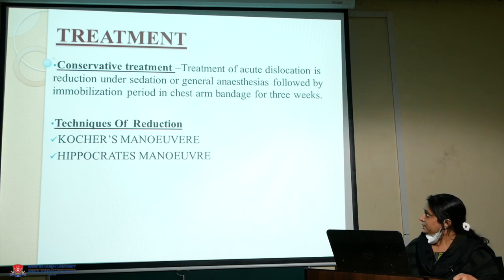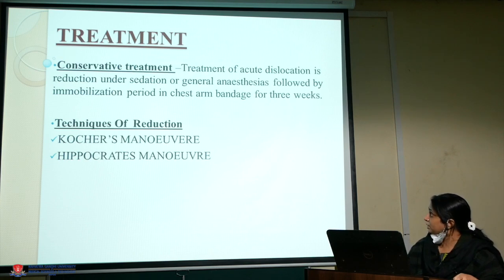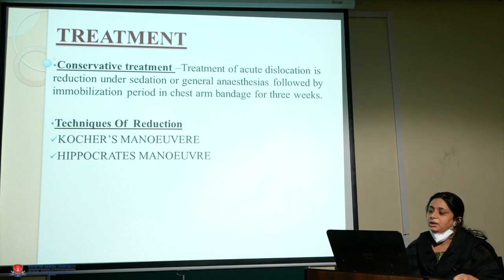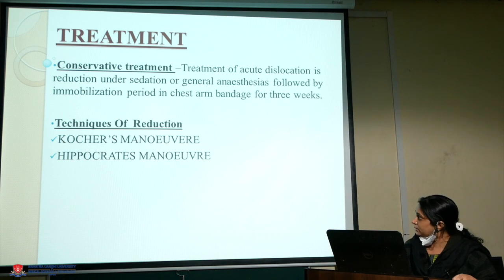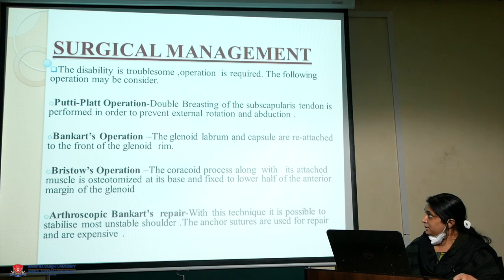Treatment. The treatment is again divided into two types, that is the conservative one and the techniques of reduction. Conservative treatment of the acute dislocation is under sedation or general anesthesia followed by an immobilization period in a chest arm bandage for 3 weeks. The reduction techniques used are Kocher's maneuver and the Hippocrates maneuver. Surgical management. The disability is troublesome. If operation is required, the following operations may be considered: the Putti-Platt operation, Bankart's operation, Bristow's operation and arthroscopic Bankart's repair.